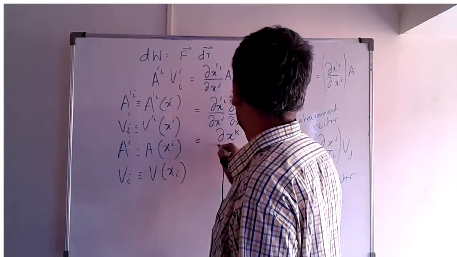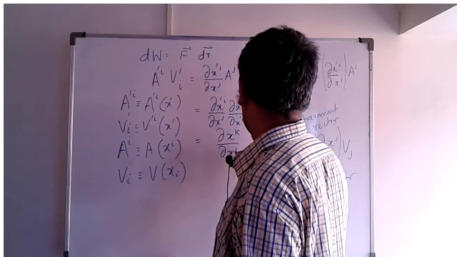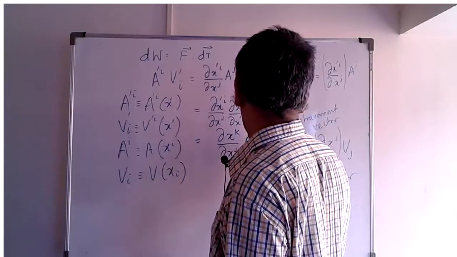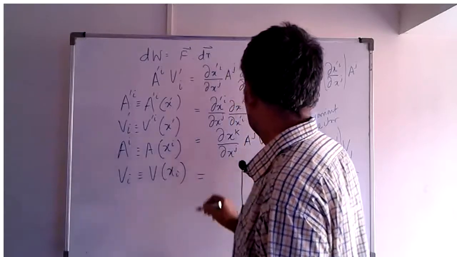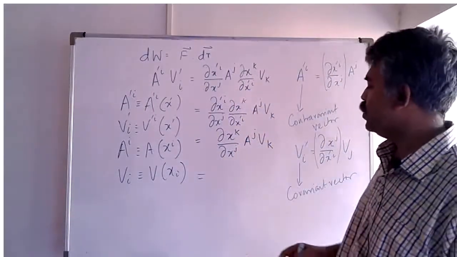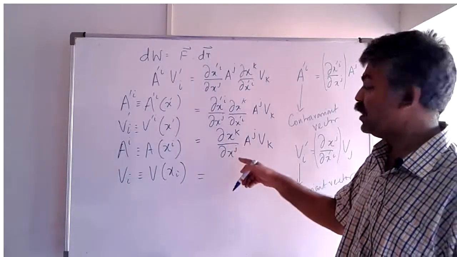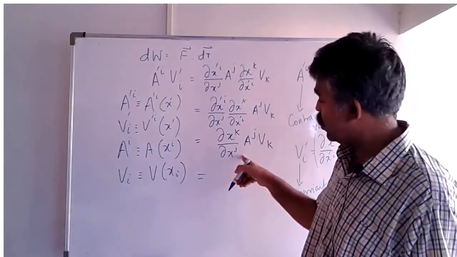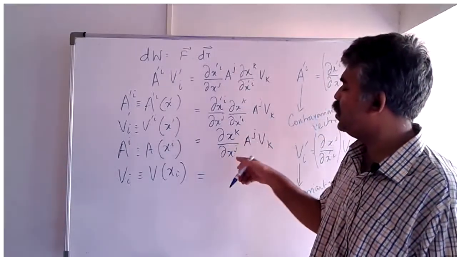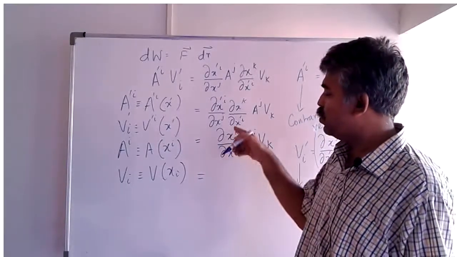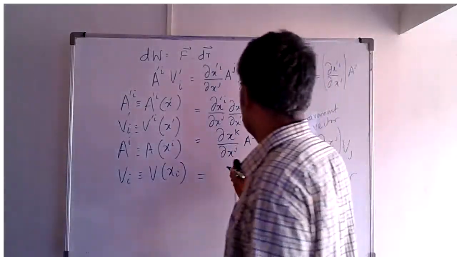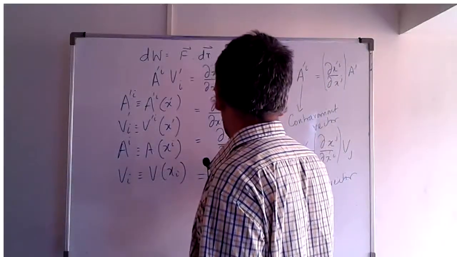Del x k over del x j, a_j v_k. Now this is delta kj. This is a Kronecker delta, because unless k equals j, this will be 0. Only it will be 1 if k is equal to j. So this will be delta kj.